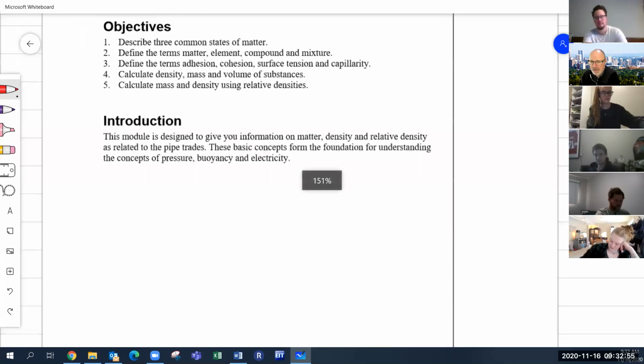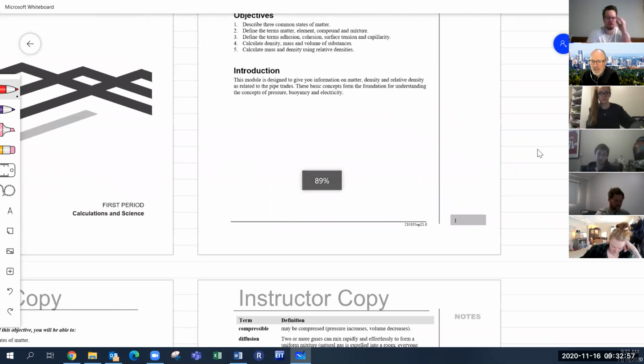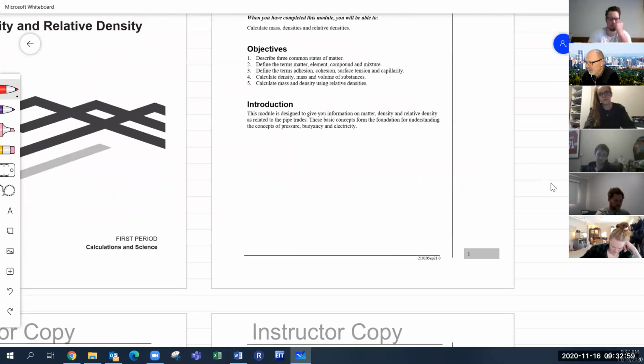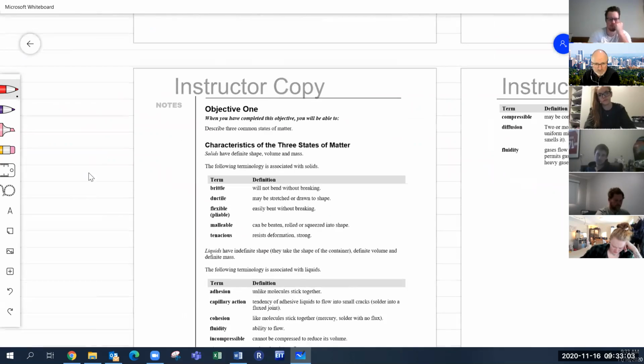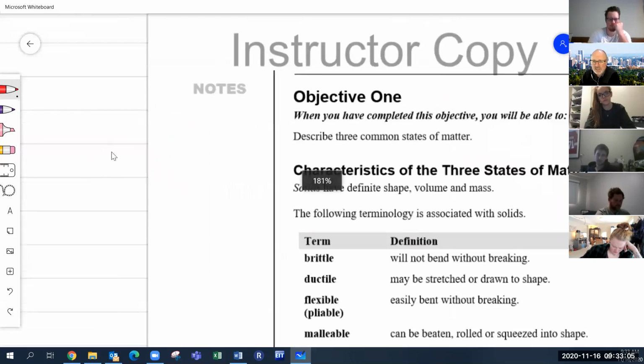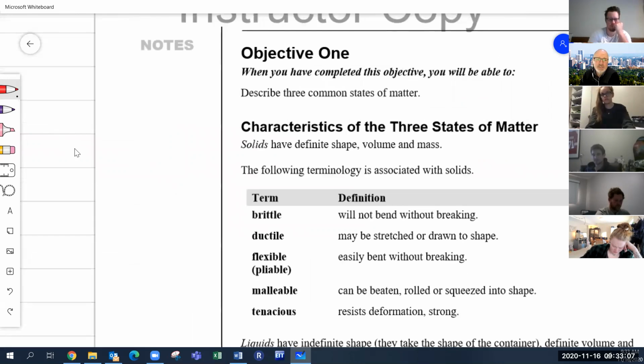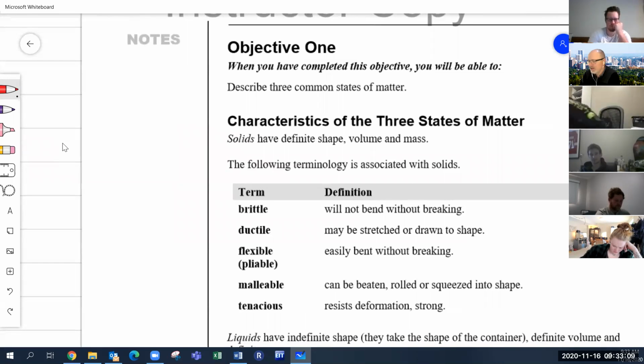I don't know about that, but it's good to have a foundation of anything, especially when we're talking about some science stuff. So let's just start on objective 1, the 3 states of matter. The 3 states of matter that we have to be concerned about. The first one that I'm going to talk about is solids, right? We're going to talk about solids.